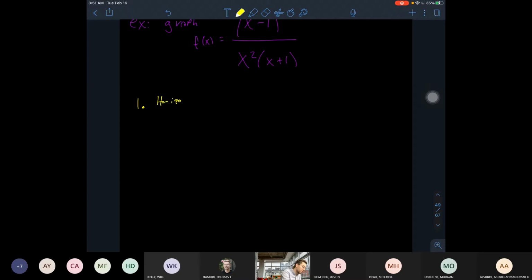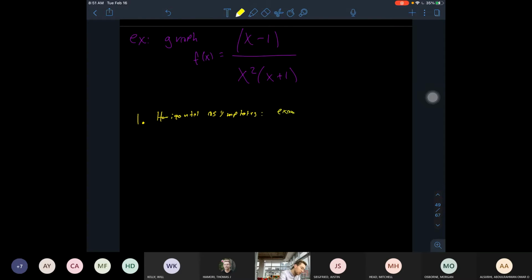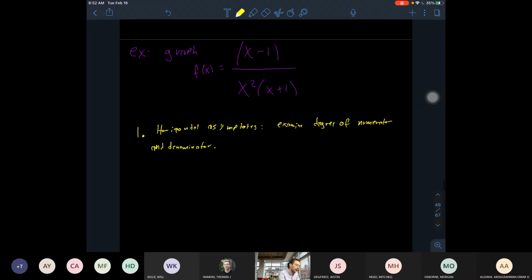So, let's start with horizontal asymptotes. Well, remember what happened with horizontal asymptotes was we wanted to look at the degree of numerator and denominator. Okay? And remember, we said that if the power of the denominator was larger than the power of the numerator, then our horizontal asymptote was going to be 0. If the power of the numerator is larger than the power in the denominator, then we don't have an asymptote. And if the degree of the polynomial in the numerator is the same as the degree of the polynomial in the denominator, then the horizontal asymptote will be the ratio of the leading coefficients. That's what we said about horizontal asymptotes.